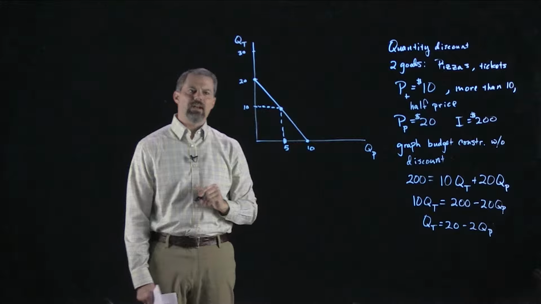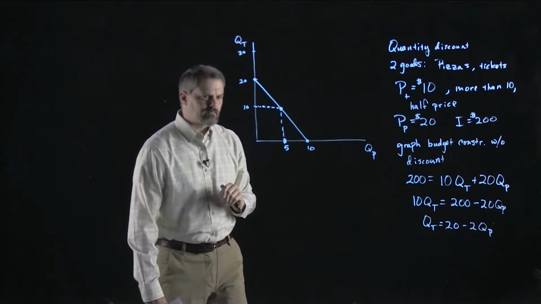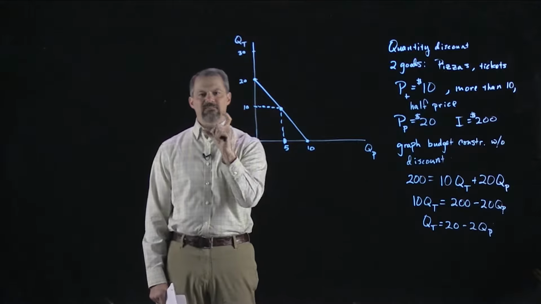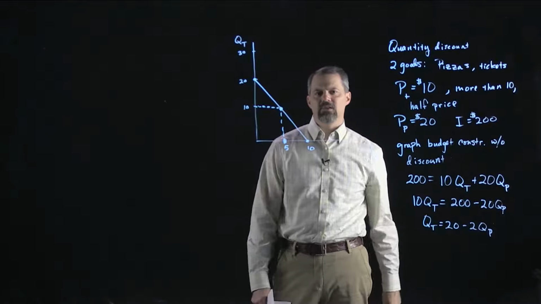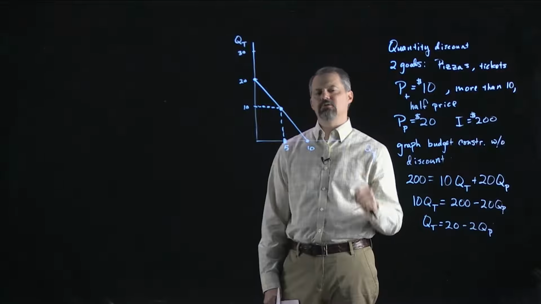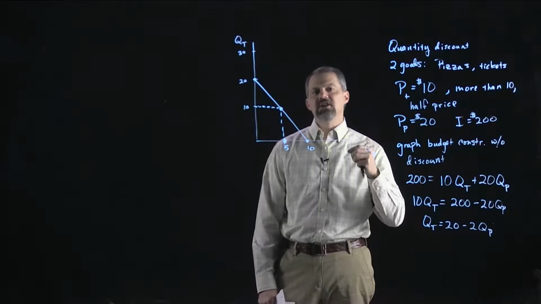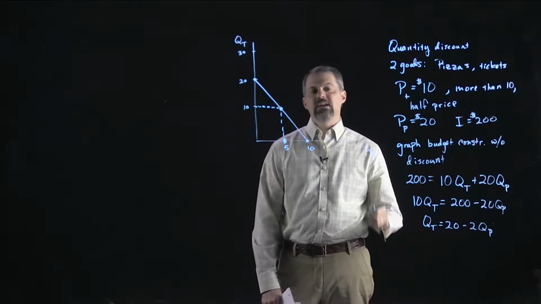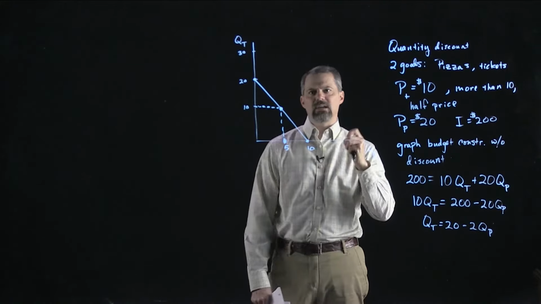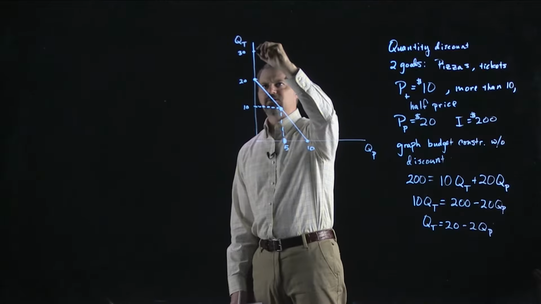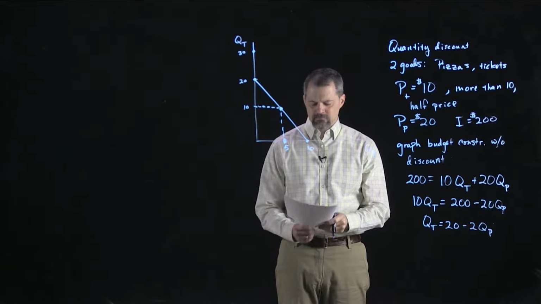But now let's think about what happens if we buy more than 10 tickets. So if we buy the first 10 tickets at $10 each, that takes up 100 of our dollars. And then we've got another $100 left over. If we spent all of that $100 on additional tickets, we could buy 20 of them. So that means in addition to the first 10, we could buy 20 more. That means if we spent all of our money on tickets, we could buy a total of 30 tickets.